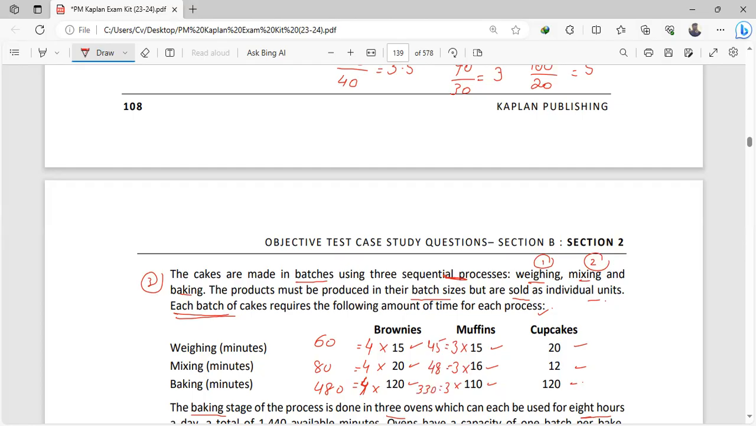Then we have cupcakes. Here we calculated, I think, 5 batches. So 20 into 5, it is 100. 12 into 5, it is 60. 120 into 5, it is 600.